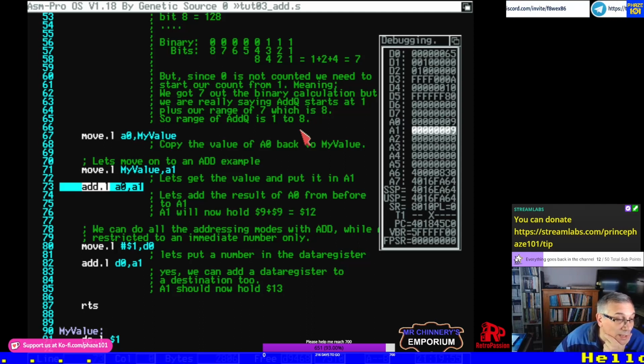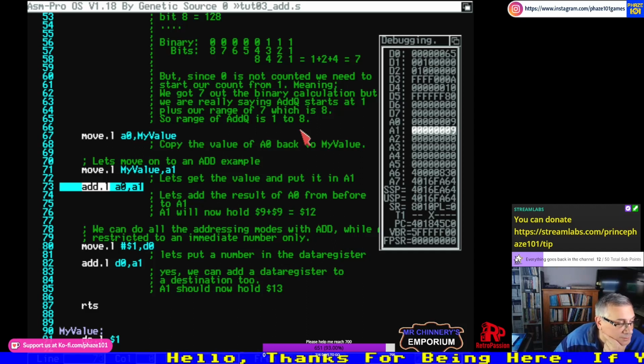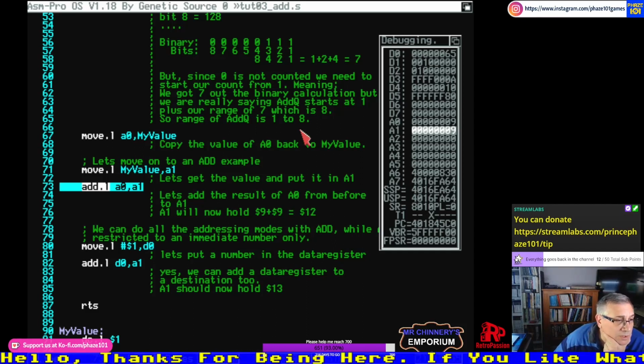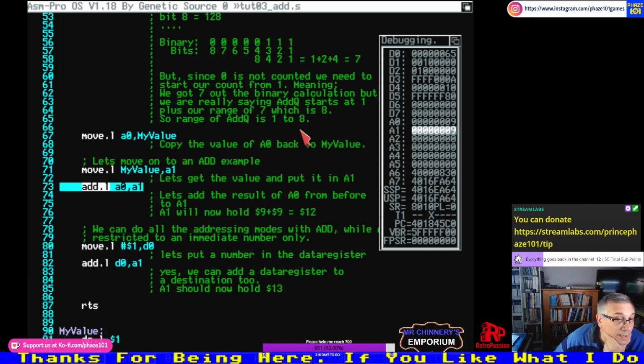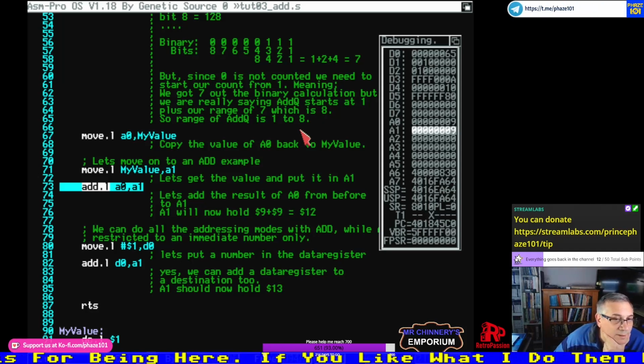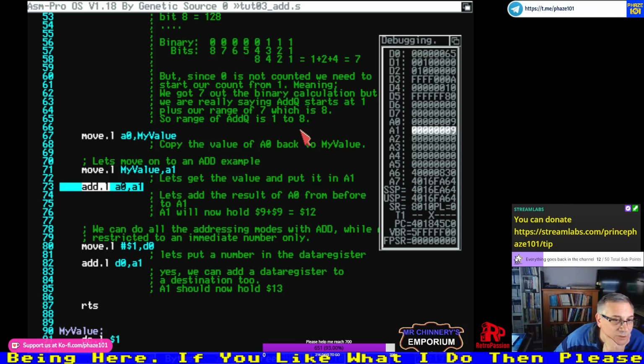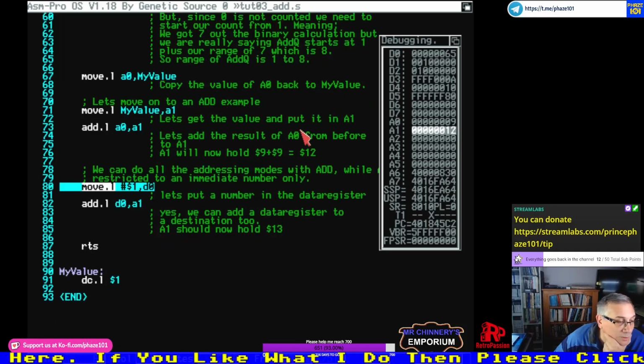Now we're going to add A0 with A1. Guys, note you cannot specify byte with address registers. So we are adding, okay, 9 plus 9, and it goes into A1. So it's 12, which is 18.